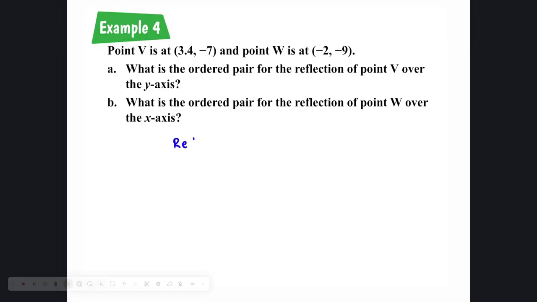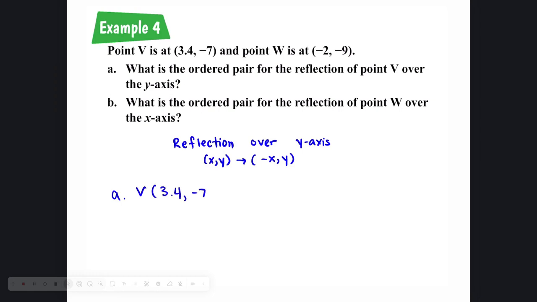A reflection over the y-axis keeps the y-coordinate the same, but changes the x-coordinate to its opposite. So the coordinates (x, y) will be turned into the opposite of x with the same y value. For problem A, point V is at (3.4, -7). For the reflection, the opposite of 3.4 is -3.4. The y-coordinate -7 will remain the same.